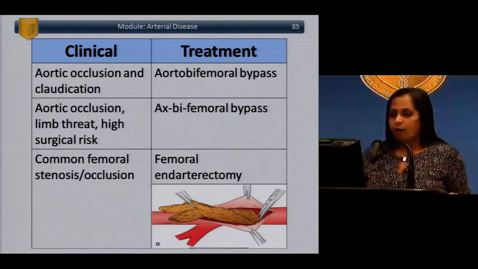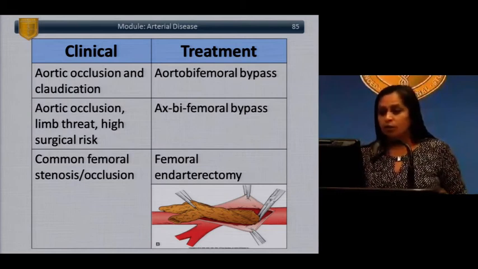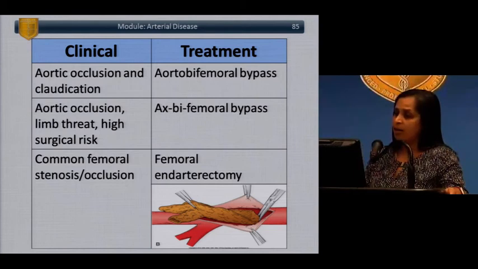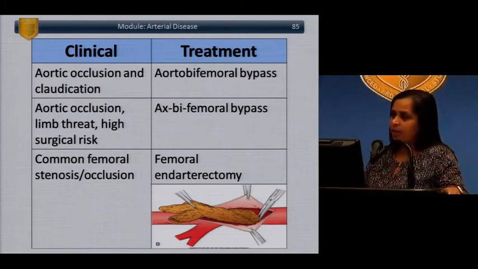Types of treatment. Patients that have aortic occlusion will often typically need an aortobifemoral bypass. These are often difficult to get across endovascularly and difficult to treat because of the anatomy and the location of the occlusions.